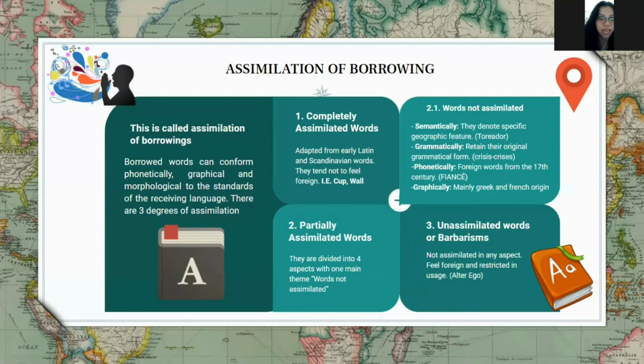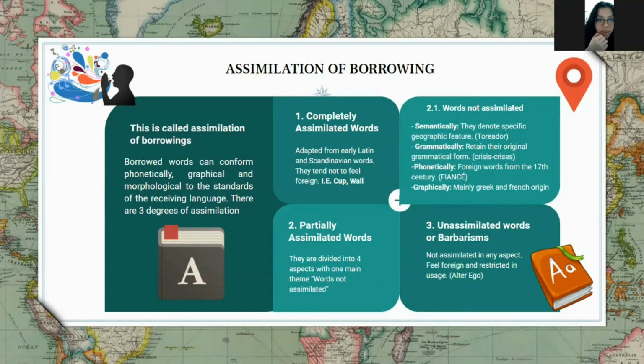So we have words of Latin origin like wall, cup, and plate, and from Scandinavian origin such as give, take, and get. Then we have partially assimilated words. These usually are divided in 4 aspects with one main theme, words not assimilated. So the first classification is words not assimilated semantically. They are not assimilated because they denote a specific geographic feature that cannot be replaced, and they are usually a connotation for a culture. So we have words like toreador and sombrero, which come from Spanish, as well as shack, which comes from the Vikings.